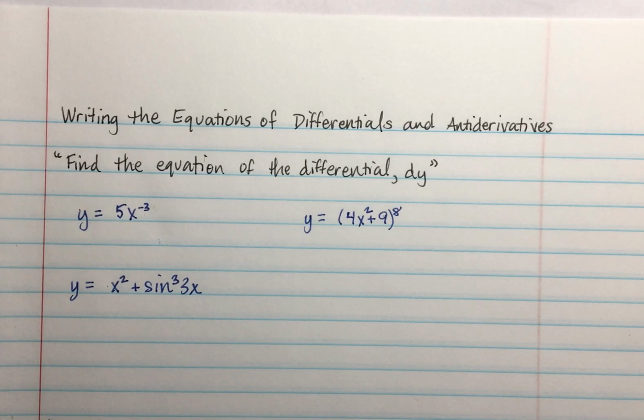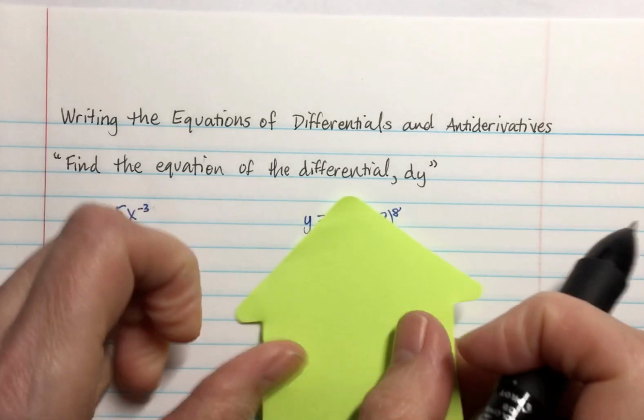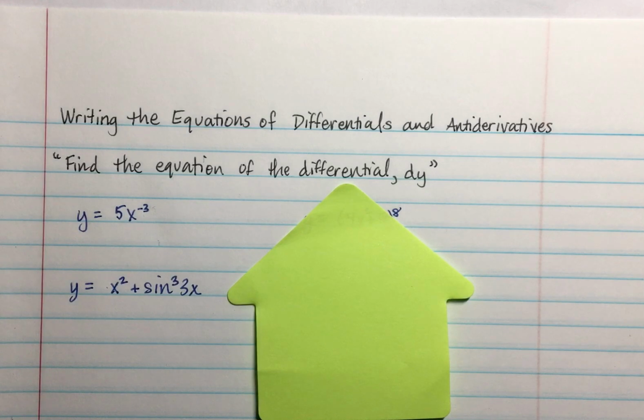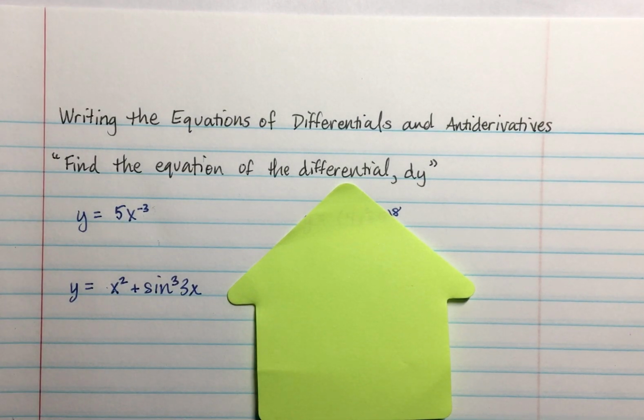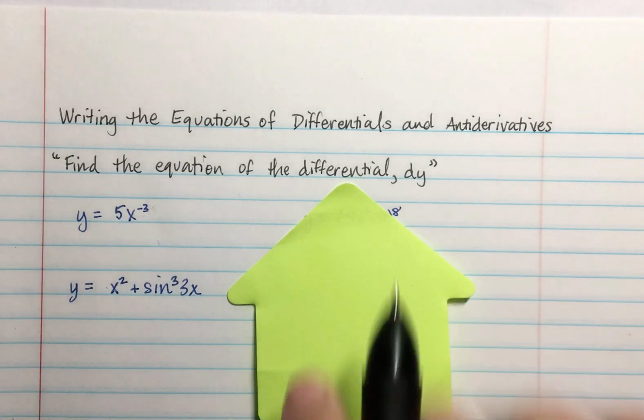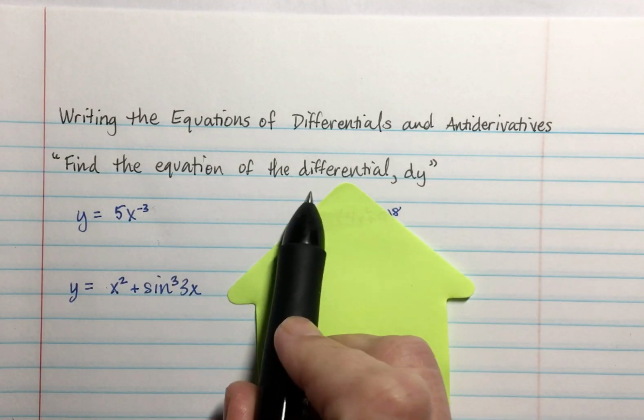Hey everyone, we are looking today at writing the equations of differentials and antiderivatives. So first let's talk vocab. When you see that word differential, you might go, hey, that looks kind of like the word for derivative, and why are there so many words for derivative anyway? Derive, differentiate, now we're adding another with differential? Yeah, so be it. Anyway, we have a couple clues though.